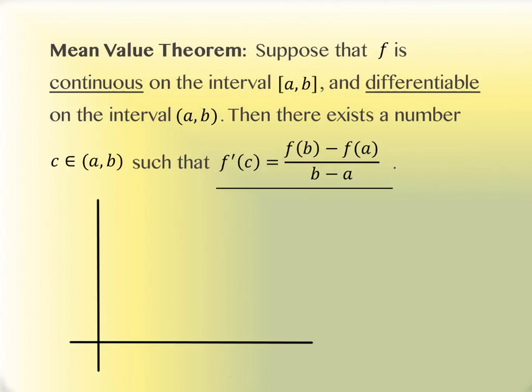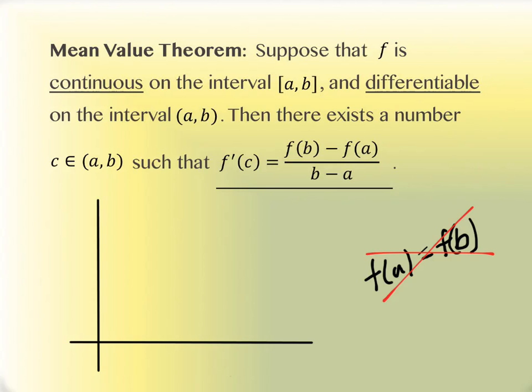The first question I want to ask you is, what is conspicuously missing in this theorem that we had in the last theorem? There's a condition that is missing. Right, there's no condition here that f of a equals f of b. So that's just not here.